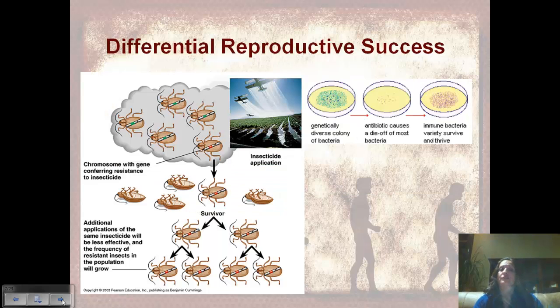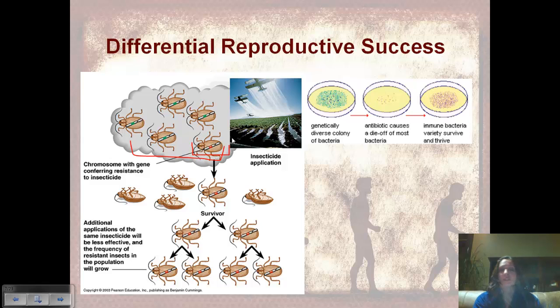And then that leads to differential reproductive success. So some variants are going to be more successful in that struggle for existence, and therefore survive and then reproduce and leave the genes for that particular variation in their offspring. So here's an example of that, and we have these insects, and these insects have some variation within them. So we have these guys with this green gene, which are susceptible to a particular insecticide, and then we have this red variant, which is resistant to the insecticide.